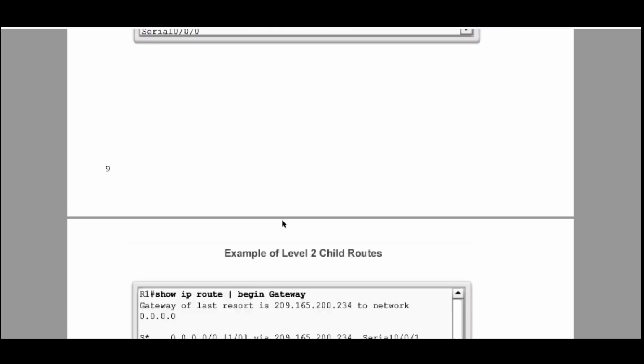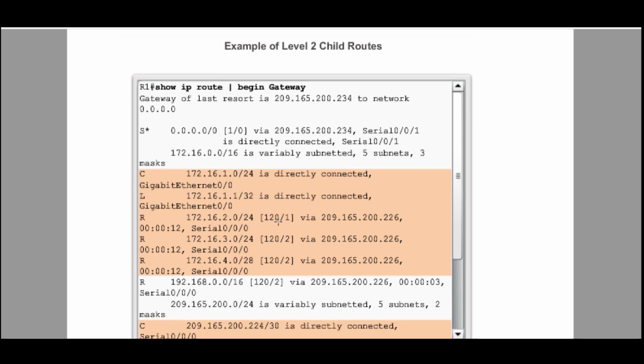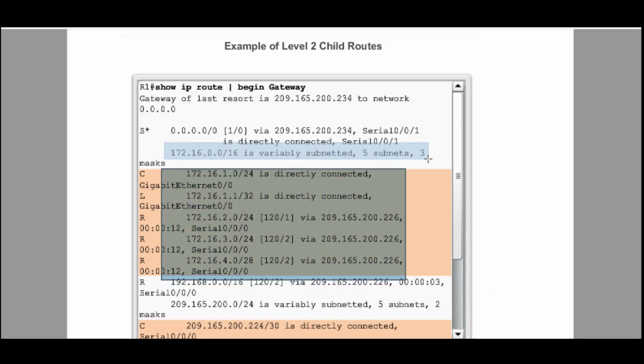So we have to go for the child. Yes, level 2 child. So what does level 2 child mean? You can see the roots now. 172.16.1.0, this is directly connected. 172.16.1.32, this is directly connected. What does this mean? In the previous one, I told you this is level 1 parent. In this parent, there are 5 different childs available. So these are all level 2 child, and this is level 1 parent. That is the meaning.